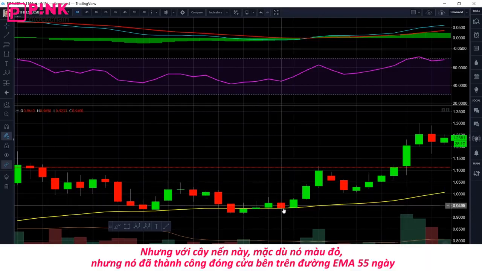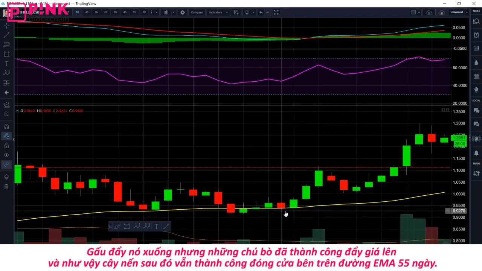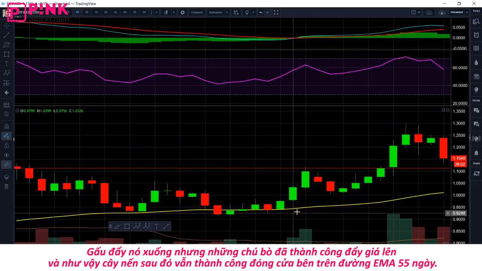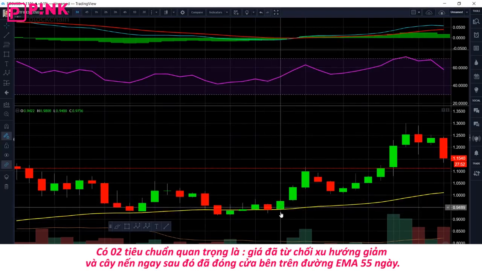But for this candle right here, even though it's red, it actually successfully closed above the 55 EMA, right? The wick pokes through it, which is what we want. The bears attempt to push it down, but the bulls push it up. And now what we want, like my same rule, is the next candle to successfully close above the 55 EMA. So those are the two criteria that's important.